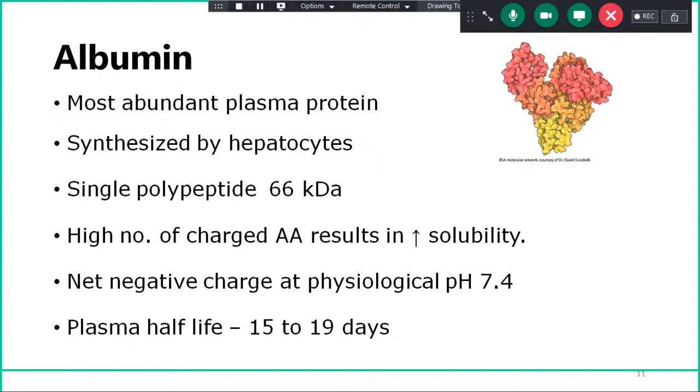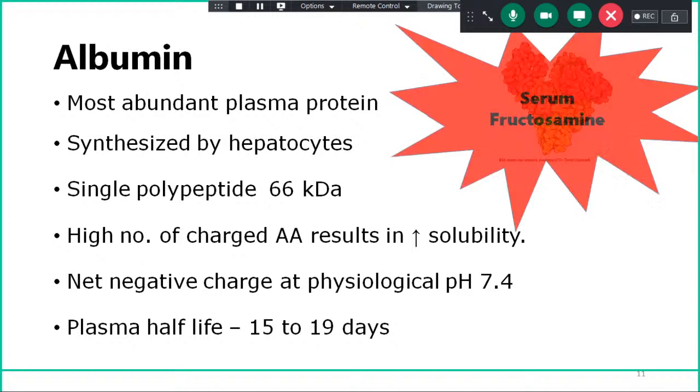Now coming to albumin, which is the most abundant plasma protein synthesized by the liver, and it has a single polypeptide of 585 amino acids and a molecular weight of 66 kilodalton. Since it has a very high number of charged amino acids in its chain, they increase its solubility. Albumin also has a net negative charge at physiological pH of 7.4, has a plasma half-life of 15 to 19 days, and is finally catabolized by pinocytosis followed by lysosomal degradation.